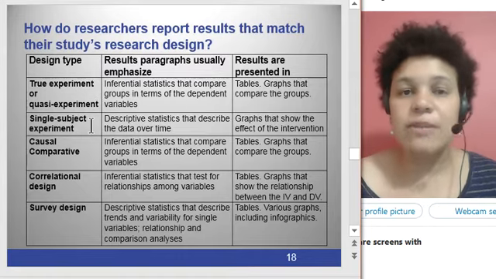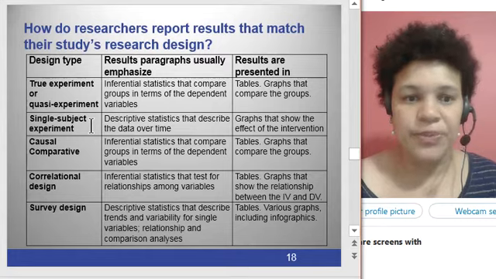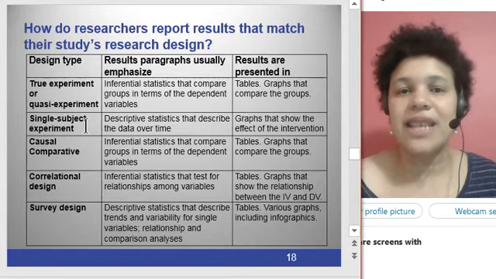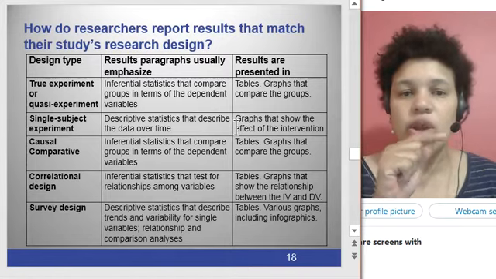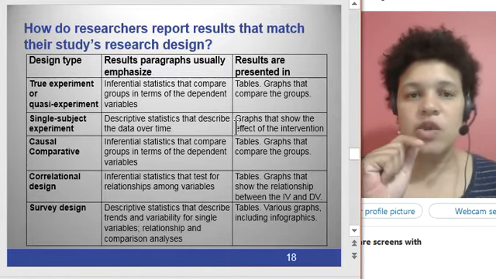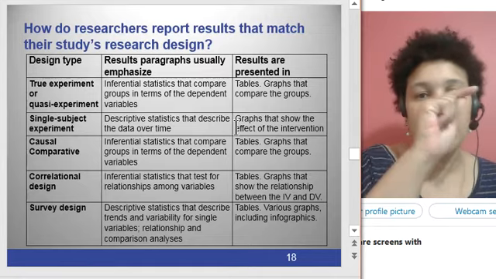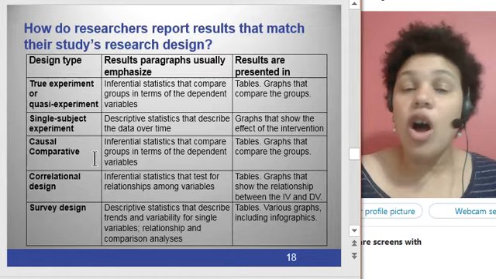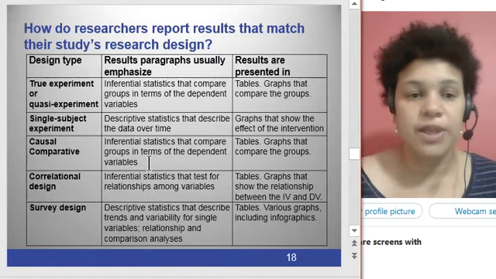In the single subject experiment, that was that reading example, this would be descriptive statistics that describe the data over time. Okay, and remember there was that graph that showed, here's how the student performed before the intervention, and then here's how they performed after the intervention. For a causal comparative study, we would expect inferential statistics that compare groups in terms of the dependent variables.